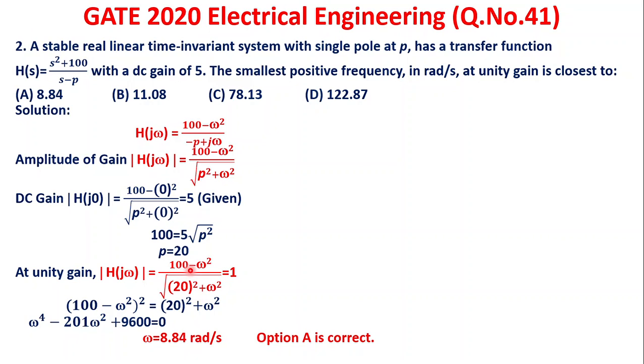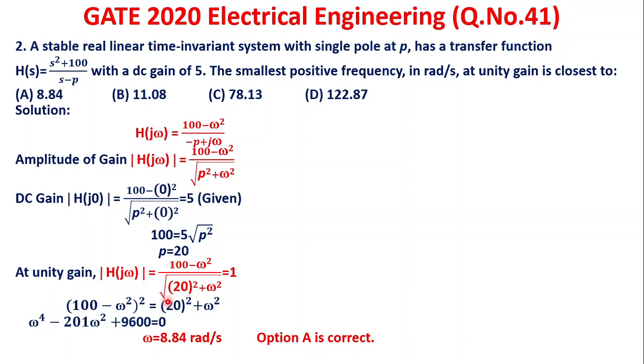Therefore, it is just a problem on a quadratic equation. That's all. Anyway, here we get a fourth degree equation. So you square on both sides. Before that, cross multiply: 100 minus omega square equals root of 20 square plus omega square. So if we square on both sides, (100 minus omega square) whole square equals 20 square plus omega square. So this side square root will go.